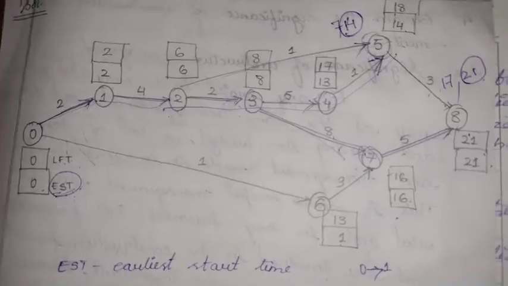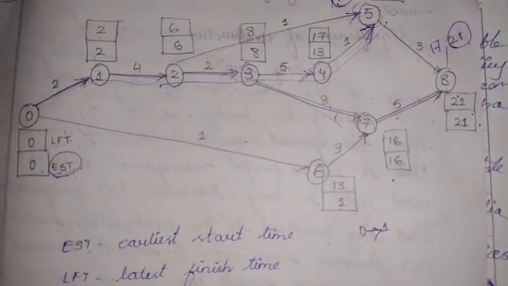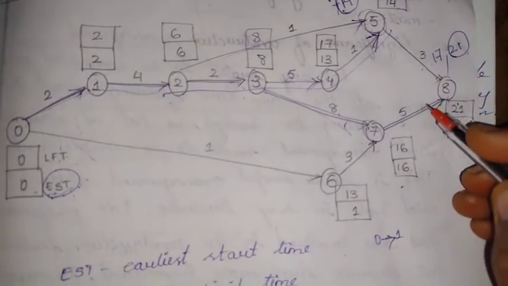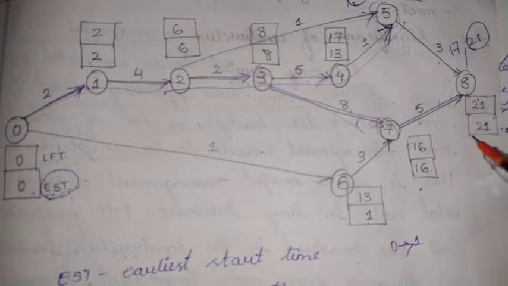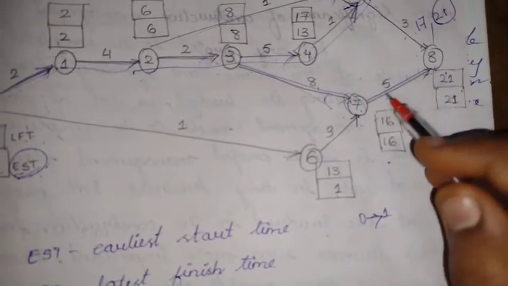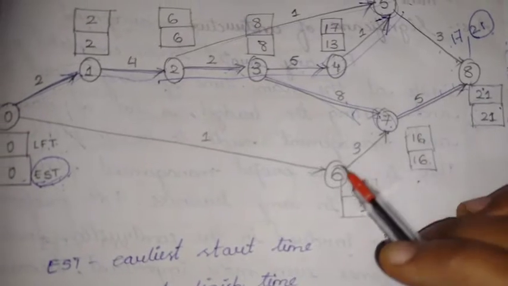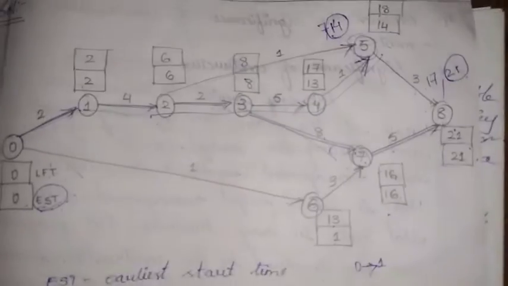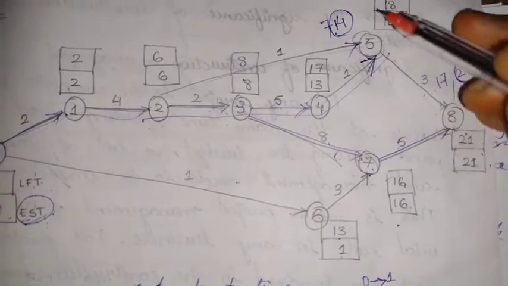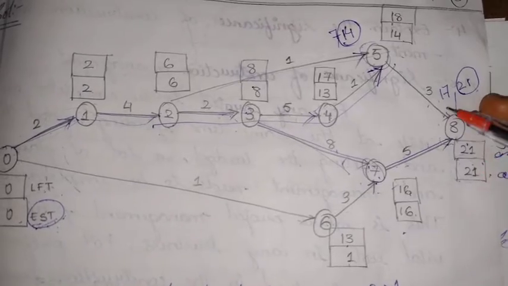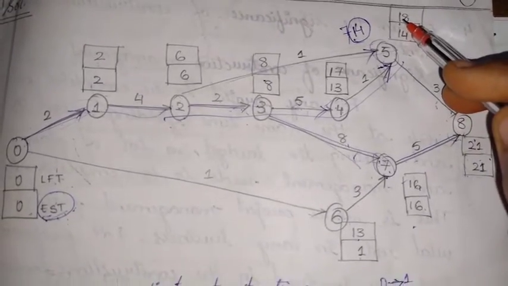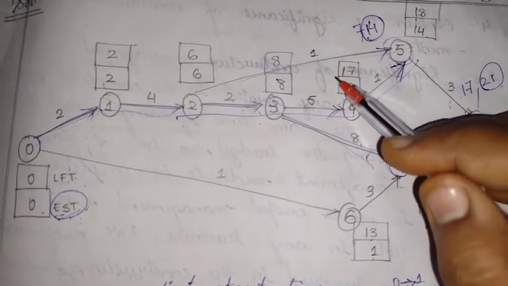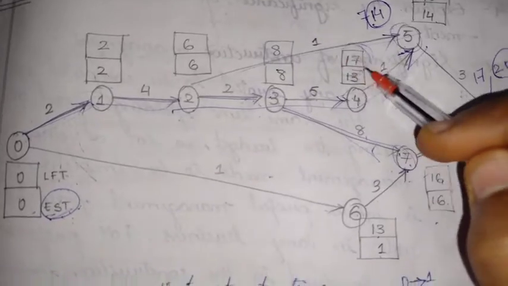And coming to the LFT, that is latest finish time, we will go in the opposite direction, opposite to the direction of the arrow. Here at node 8 we'll simply write 21. At node 7 there is only one way, that is 21 minus 5, it is 16. For 6 also we have one way, 16 minus 3, we have 13. Even in 5 we have one way, so 21 minus 3, it will be 18. For 4 it is again one way, so 18 minus 1, 17. For LFT, consider only the top box.